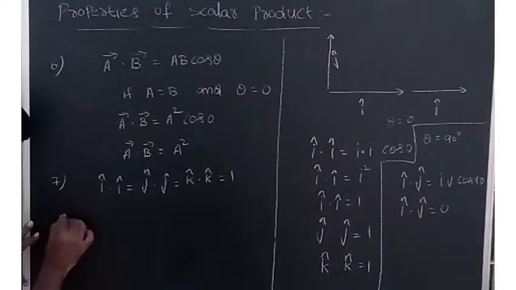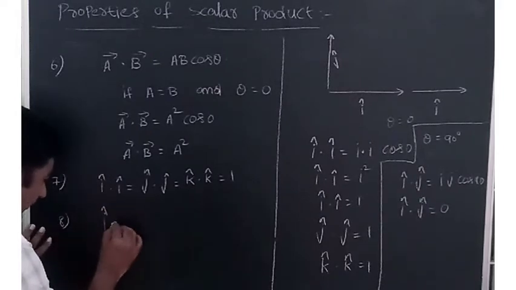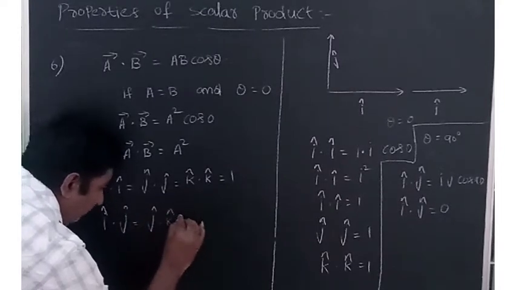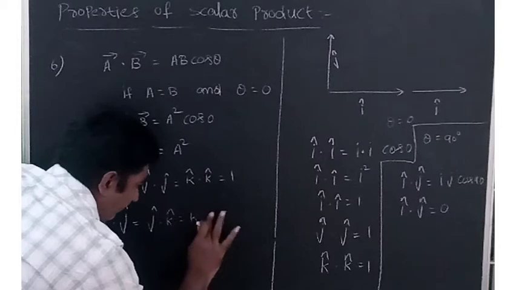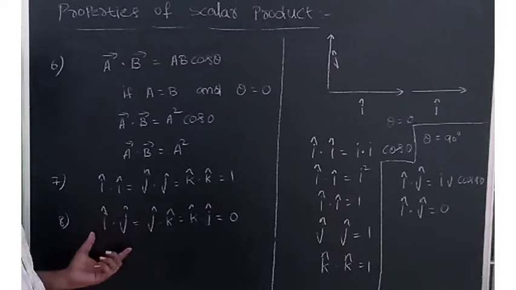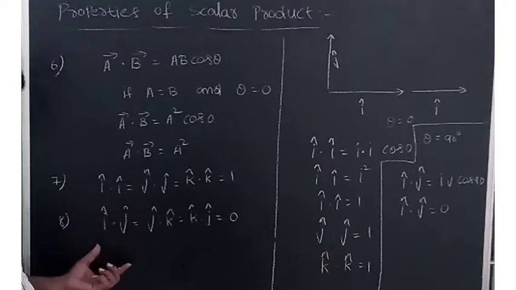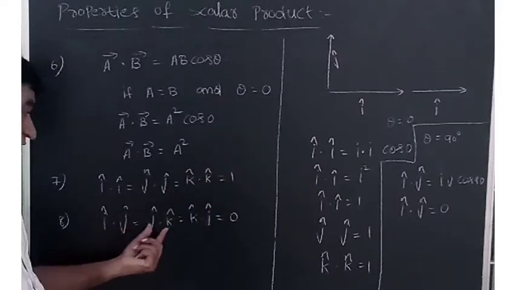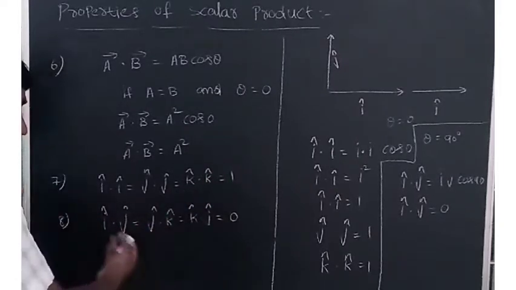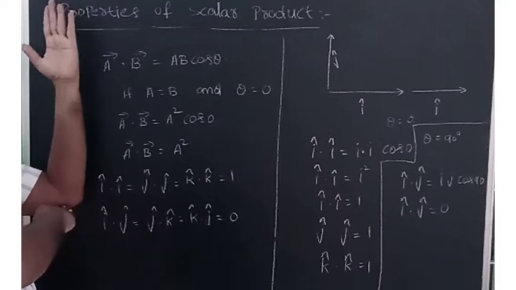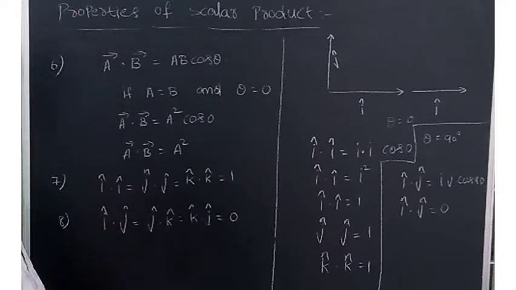In a similar manner, we can prove this as i dot j equals j dot k equals k dot i, which is equal to 0. This is very important, and you are going to use it while doing the scalar product. So the numerical values we are going to use: i dot i, j dot j, k dot k equals 1. I dot j or j dot k and k dot i, or we can take j dot i, k dot j, i dot k, whatever it may be, the two are perpendicular to each other. Whenever they are perpendicular, the value will be equal to 0.